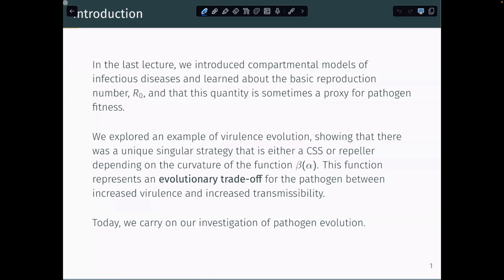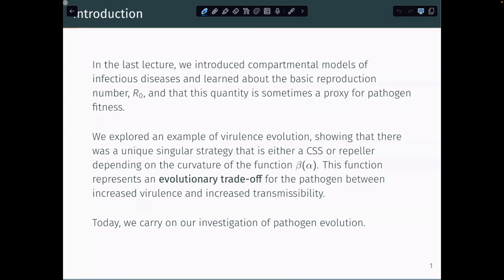We actually looked at a more simple version of that where there's no long-term immunity, which is an SIS model. So people recover from disease and then they become susceptible once more. So we looked at this model and we learned a little bit about the basic reproduction number R0, which tells us something in an epidemiological sense about whether an infection is going to take off. So whether we're going to get an epidemic in a population.